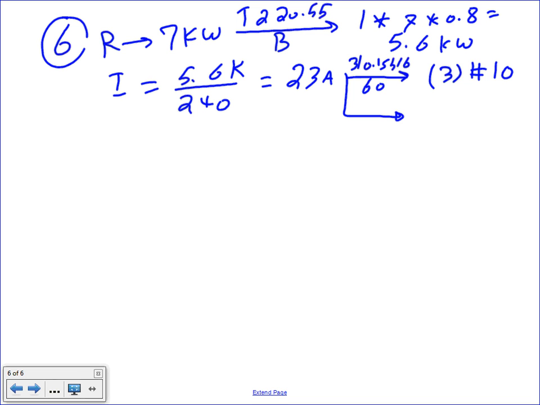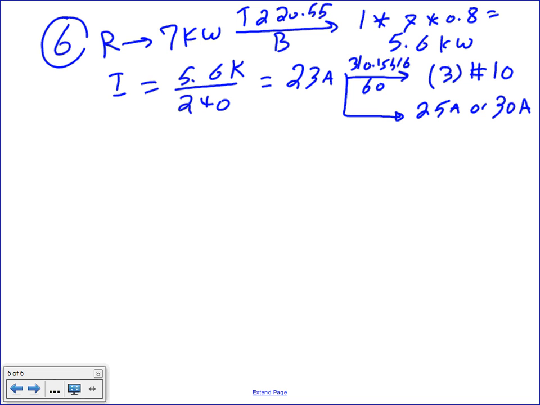Technically, I can put 25 amp here, or I can put as high as 30. I can put 25 or 30, because 30 goes with number 10, no problem. 30 is more than what I need. So I can go 25 or 30 on this particular one. Okay, this is for number 6.